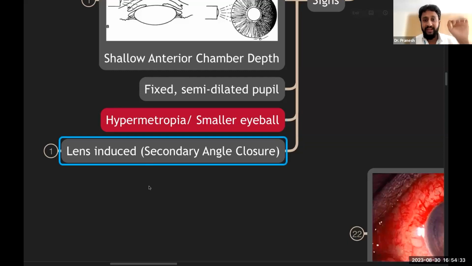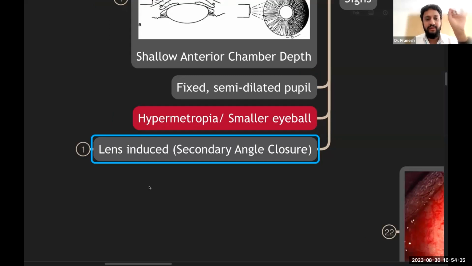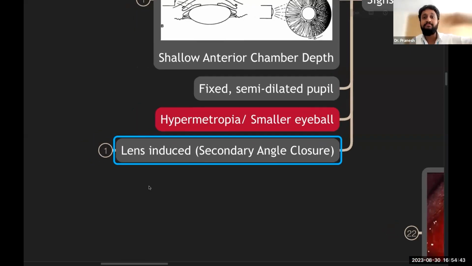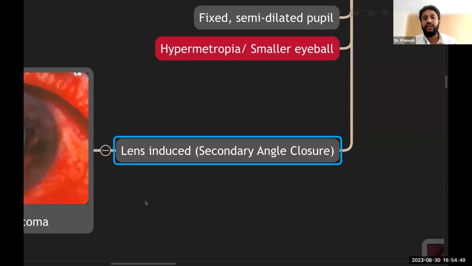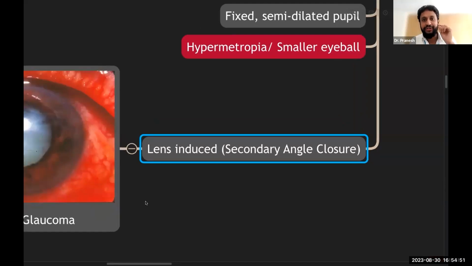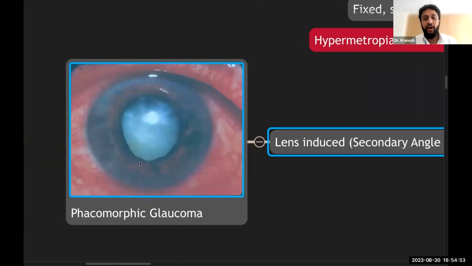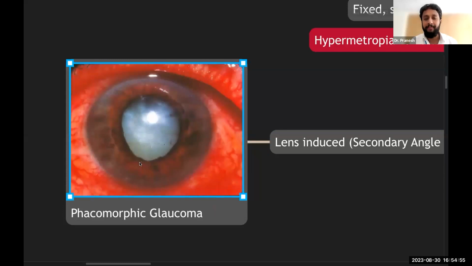And last but not the least, probably something which is very important in our area, the place where we practice, we have lots of cataract, and cataracts are often neglected. They become mature cataract. Mature cataracts push the iris forwards, and can cause a lens-induced secondary angle closure glaucoma, what you call a phacomorphic glaucoma.